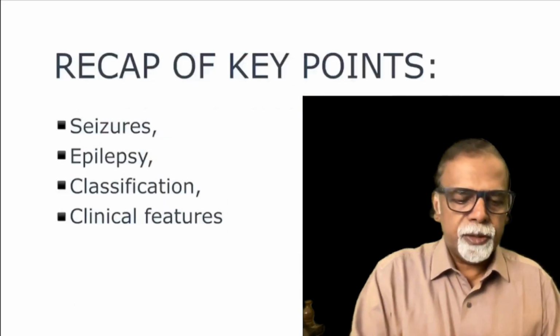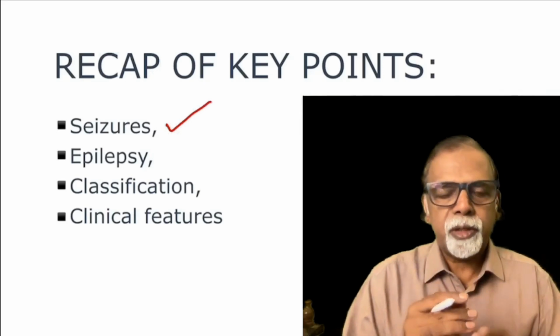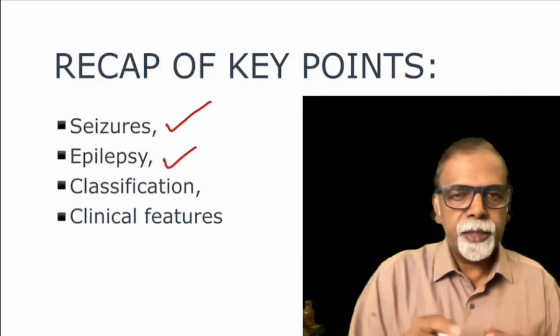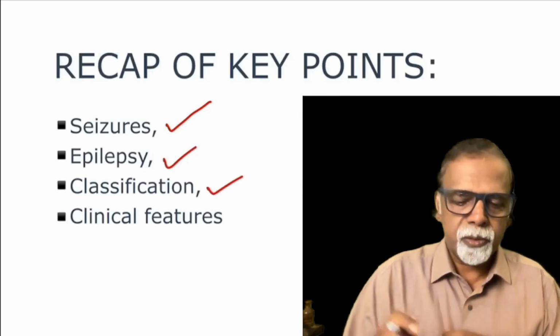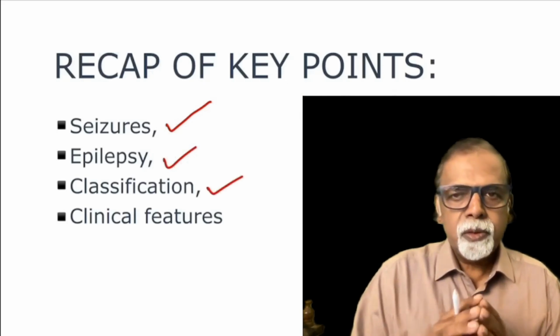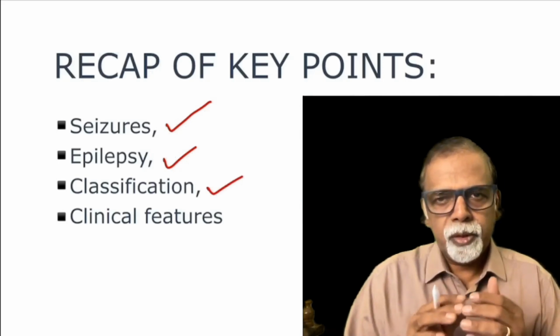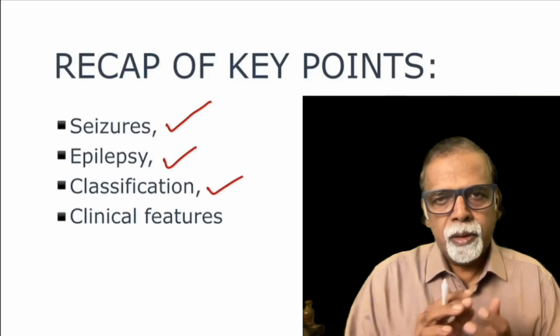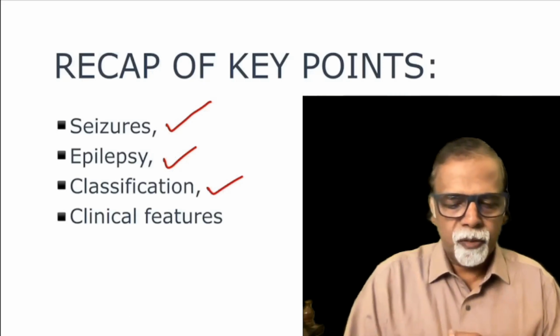So the major points we have discussed. What is a seizure? It is an electrical activity, a synchronous discharge of cerebral neurons. Epilepsy is the tendency to have recurrent seizures. We have talked about the classification and some of the clinical features. So we'll go to a few MCQs to reinforce the definition of epilepsy, seizures, and convulsion.